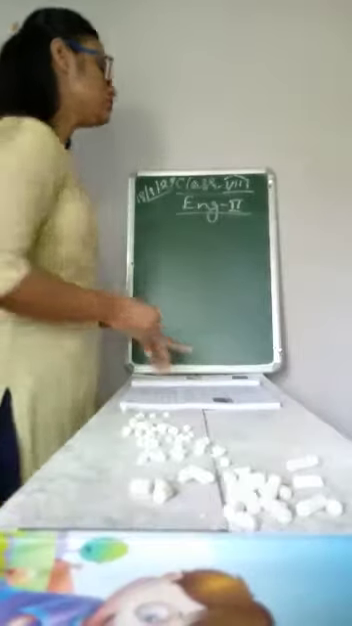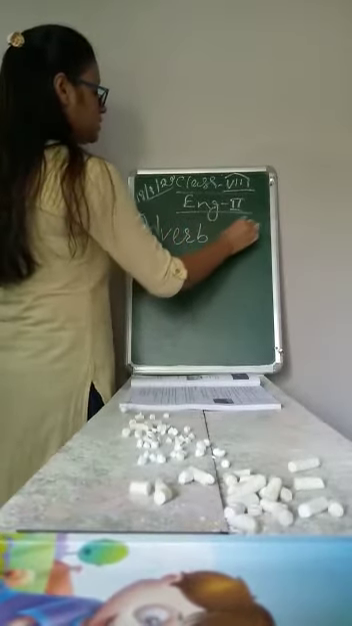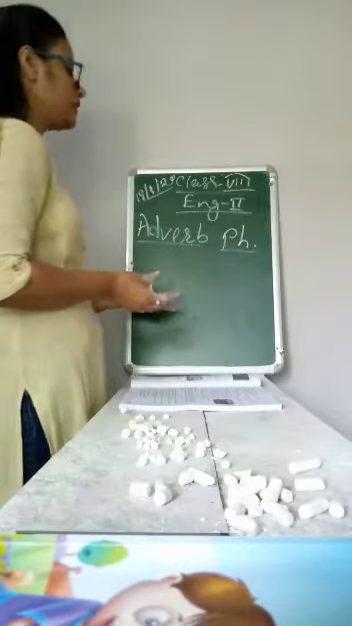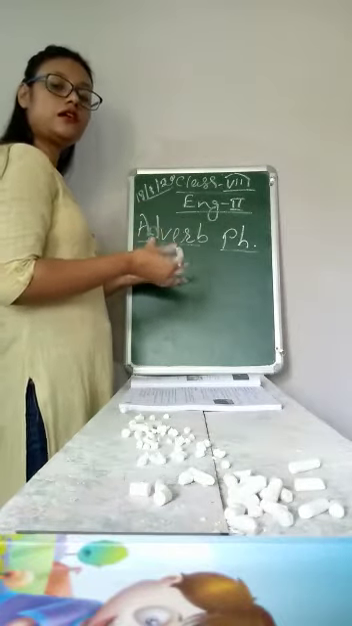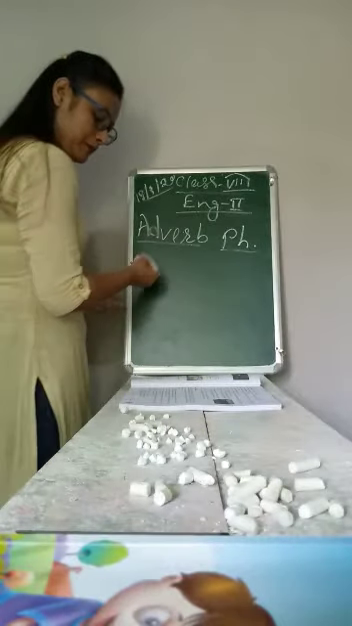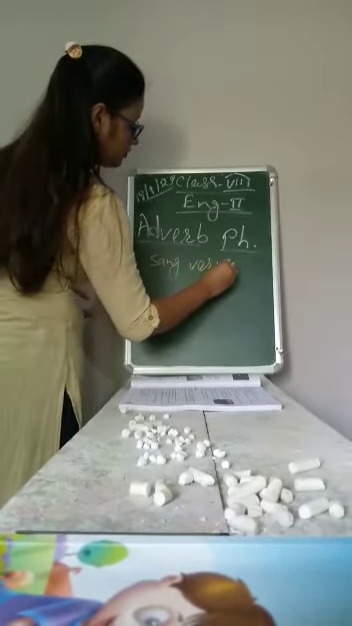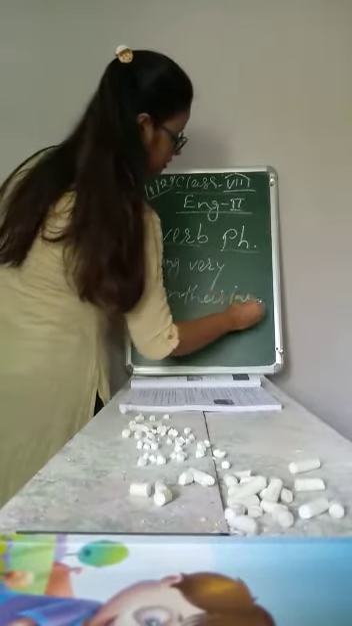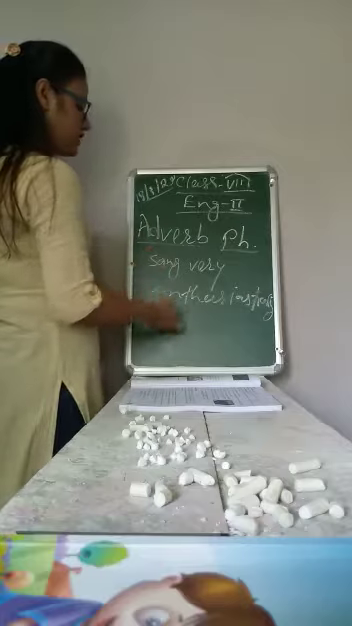Today we will start with a new kind of phrase, that is adverb phrase. So what is an adverb? Verb means action word. An adverb modifies or emphasizes the verb. For example, sang very enthusiastically. This whole thing is a phrase.